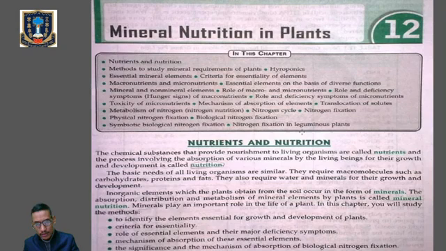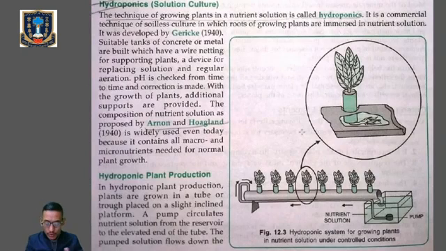Clear? The absorption, distribution and metabolism of mineral elements by the plant is called mineral nutrition. So minerals are absorbed by the plant from the soil with the help of the root, and those minerals are distributed through the plant body and utilized for metabolism, growth and development, and that is called mineral nutrition. Clear? Okay, now next one, we'll go through the syllabus only.